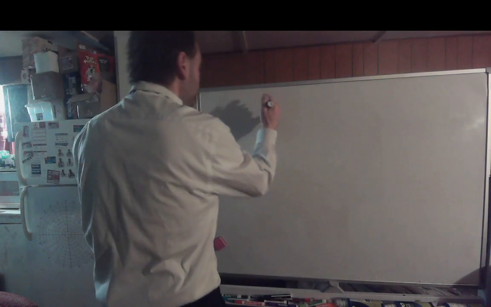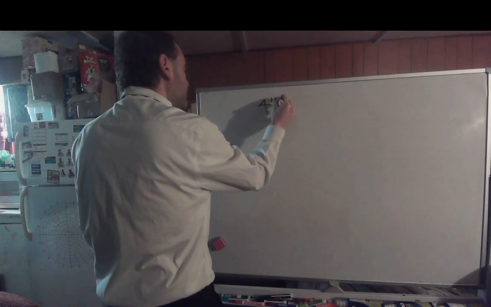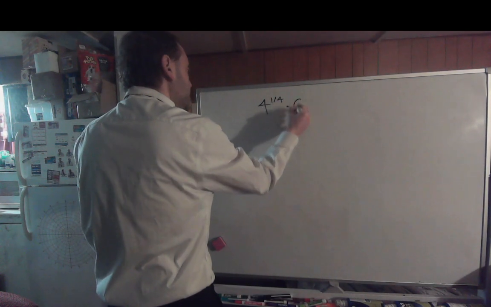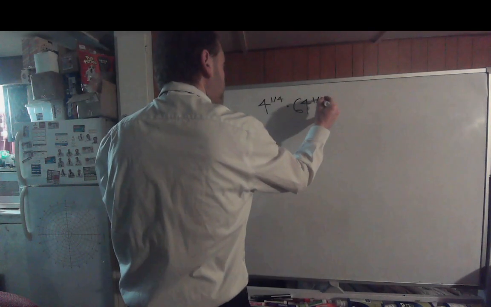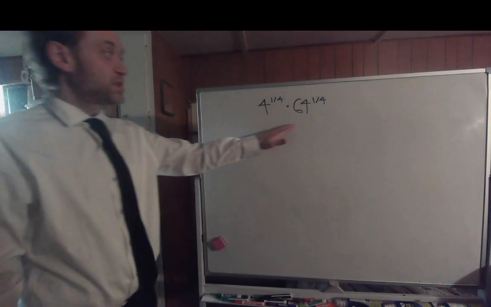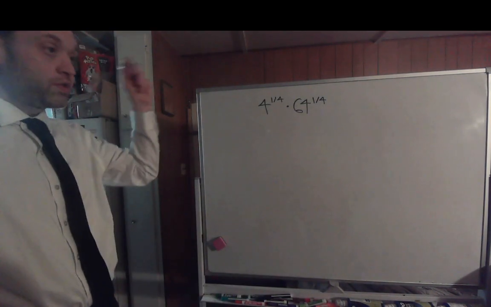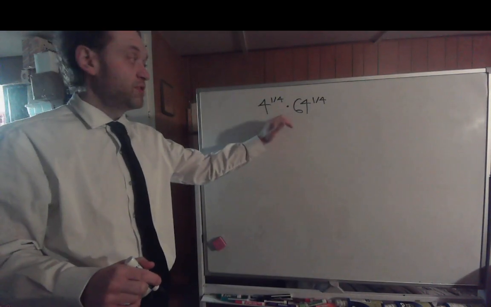Now here's one. 4 to the 1/4 times 64 to the 1/4. Okay. So we have 4 to the 1/4 times 64 to the 1/4. Your first thought probably is, there's nothing we can do with this. They're different bases.